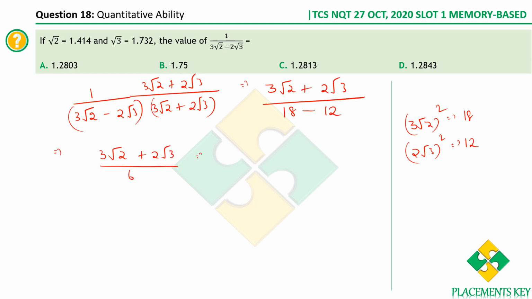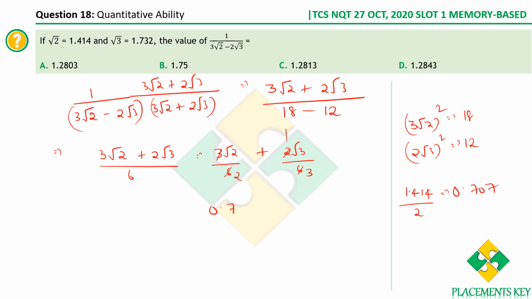So let's split these values. We'll write it as 3 root 2 by 6 plus 2 root 3 by 6. So what do we get? 3 ones, 3 2s are 6, 2 ones, 2 3s are 6. So root 2 by 2. Let's compute root 2 by 2. Root 2 is 1.414. If you divide by 2, we get 0.707.